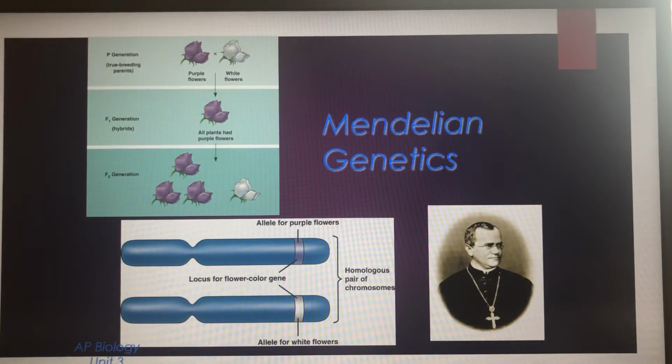We are starting our new unit on Mendelian genetics. This is a fun unit. It correlates with chapters 14 and 15 in your book. So please make sure you at least read chapter 14 this week, and maybe make it your goal next week to read chapter 15.